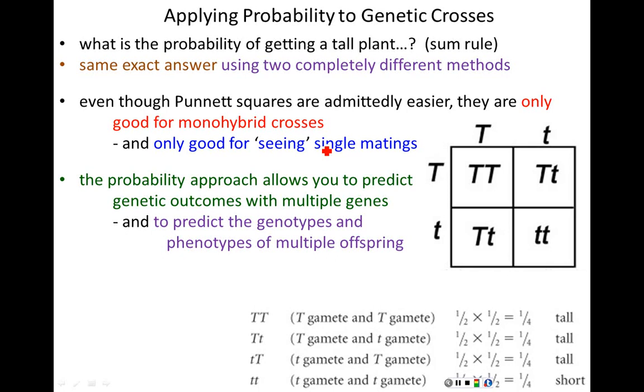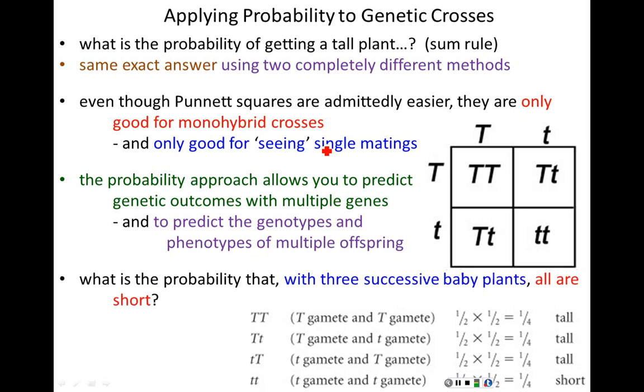And of course, just like monohybrid crosses, everything we do today in the higher level crosses will allow you to predict the genotypes and phenotypes of multiple offspring of a given mating.